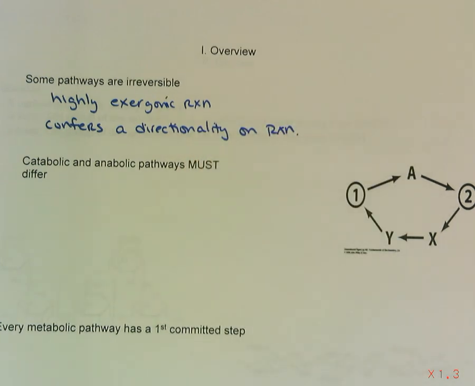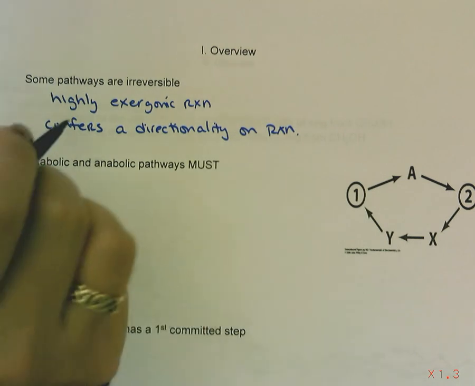Which means it confers a directionality on the reaction. Certain reactions will only proceed forward. They don't have the ability or the energy available to come back. And we'll need those on our pathway so that we definitely start heading towards our products. Our catabolic and anabolic products must differ. They have to go in 2 different directions.